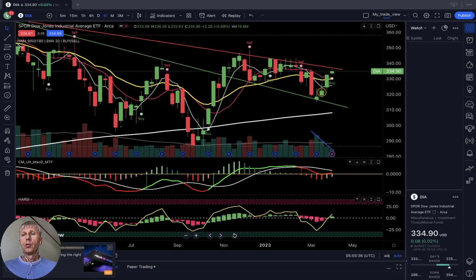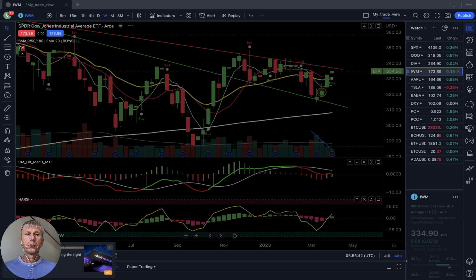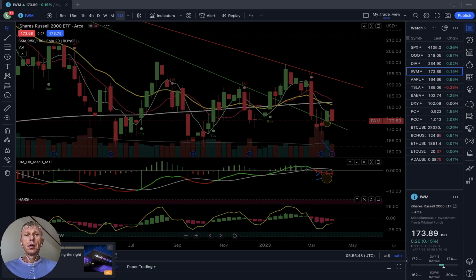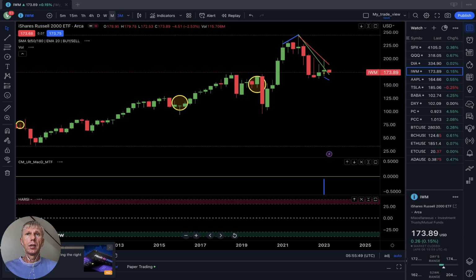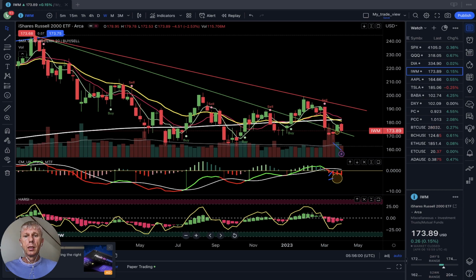Let's move to Russell 2000, the weakest index. Let's start from weekly. Weekly Russell 2000, still bearish, right? Still bearish on all indicators.